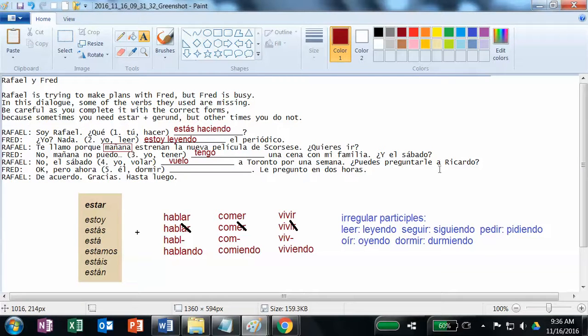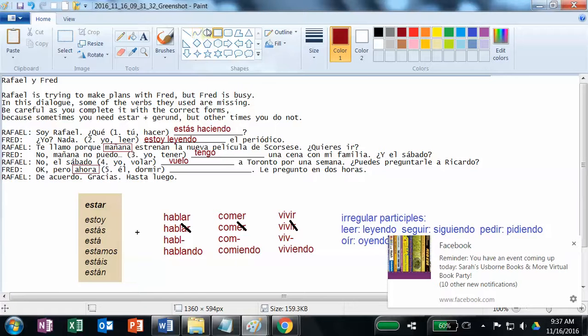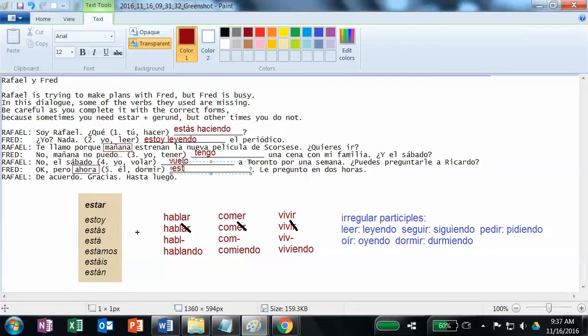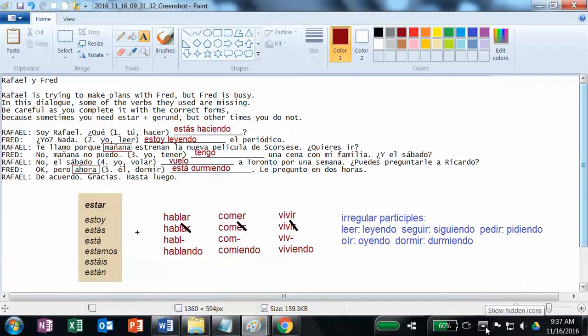Puedes preguntarle a Ricardo. Okay, pero ahora, now we're back to right now. Right now, it can be present progressive, so we're saying right now he is sleeping. So for him, the estar would be está. Dormir, you get rid of the IR. The ending I'm going to add is yendo. It happens to be irregular, so I'm going to change its O to a U before I add my IENDO. Okay, and hopefully that helps explain present progressive.